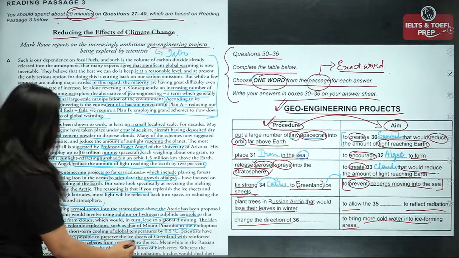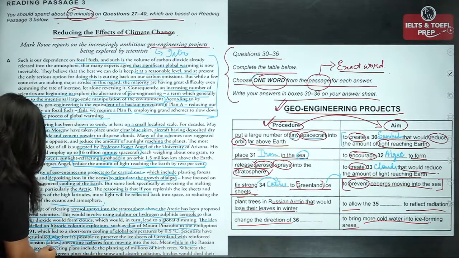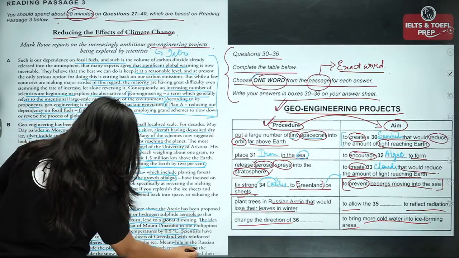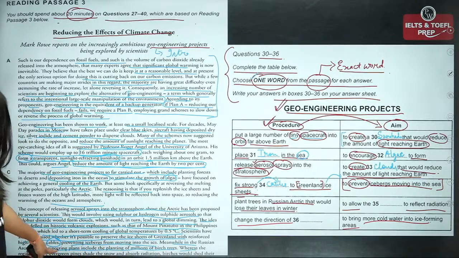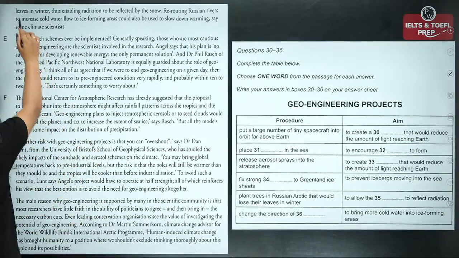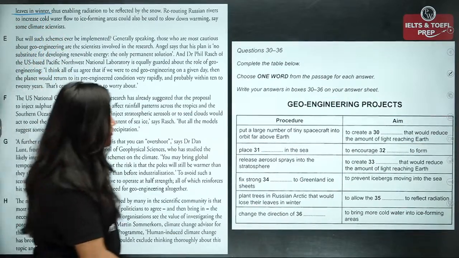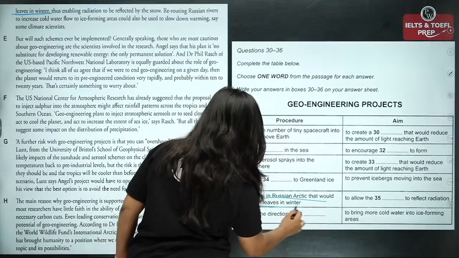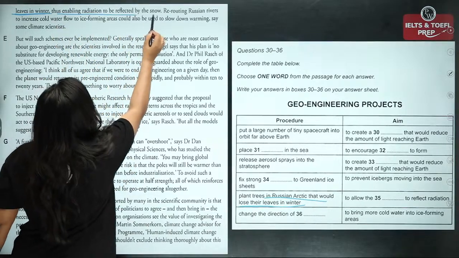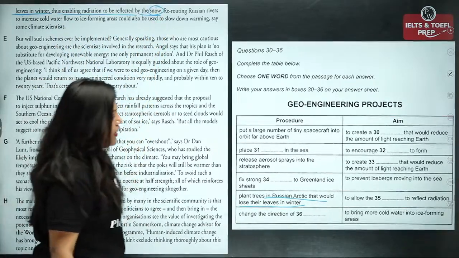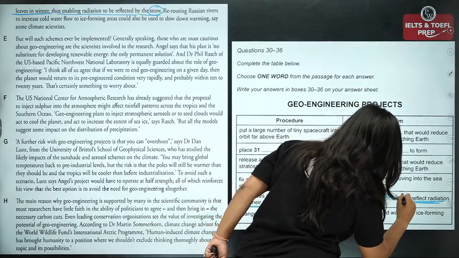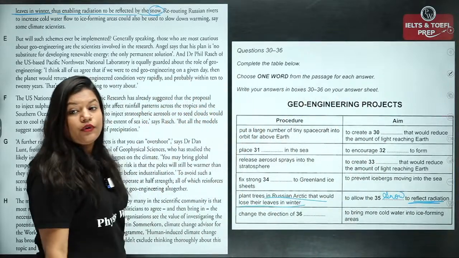Okay. Now, meanwhile, in the Russian Arctic, geoengineering plans include the planting of millions of birch trees, whereas the region's native evergreen pines shade the snow and absorb radiation. Birches would shed their leaves in the winter. We had this kind of keyword somewhere. Planting trees in the Russian Arctic that will lose their leaves in winter, thus enabling radiation to be reflected by the snow, to allow the dash to reflect radiation. What is reflecting radiation? The snow is reflecting radiation. This is how you're going to solve it.